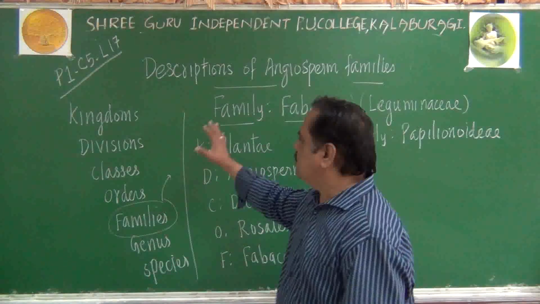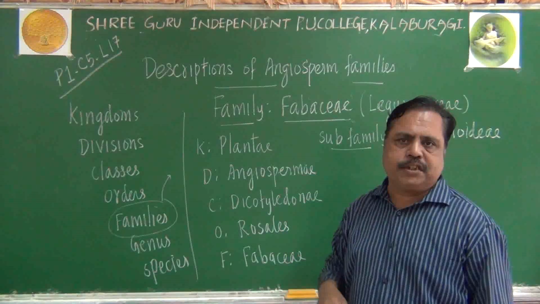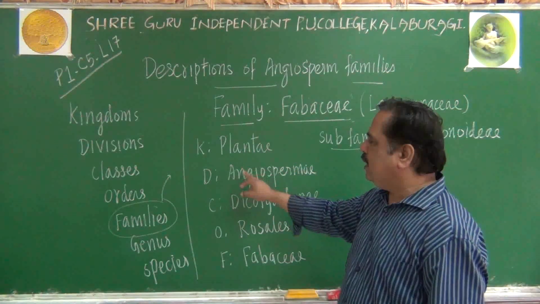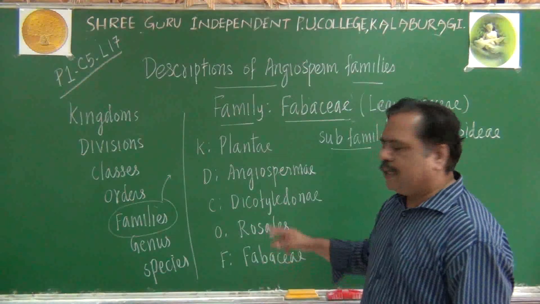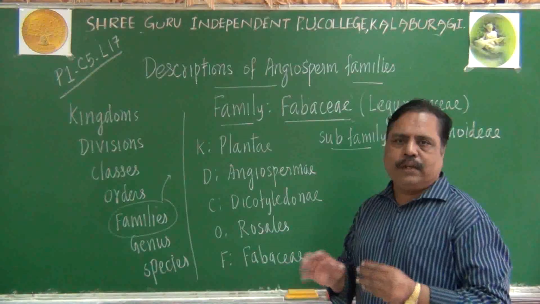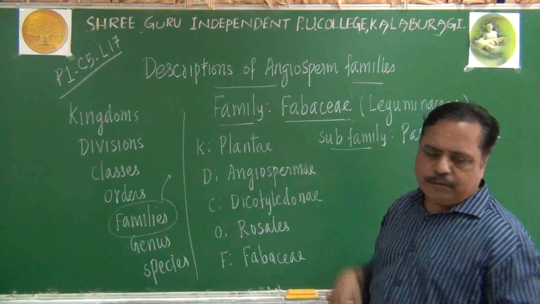So this is regarding some biological account, otherwise classification we can give. This family belongs to Plantae, in that division Angiospermae, class Dicotyledonae, order Rosales and family Fabaceae. So just to make note of this, we will continue further.